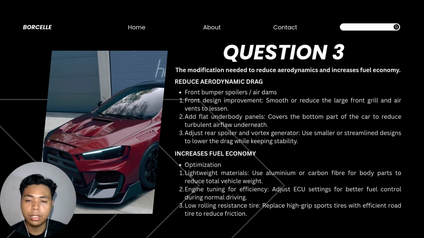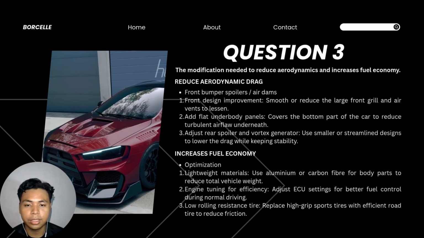Okay, for question number 3, classify the modifications needed to reduce aerodynamic drag and increase fuel economy. Alright, for reducing aerodynamic drag, the modification we need is a front bumper spoiler or air dam. Number 1 is front design improvement. We smooth or reduce the large front grille and air vents to lessen drag. Number 2 is add a flat underbody panel, which covers the bottom part of the car to reduce turbulent airflow underneath. Number 3 is adjust the rear spoiler and vortex generator. We use smaller or streamlined designs to lower the drag while keeping stability.